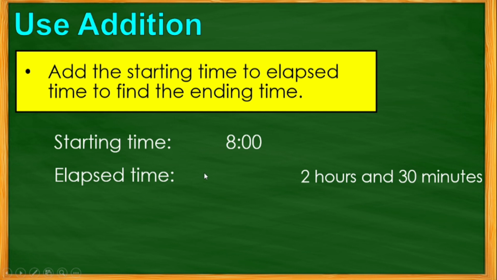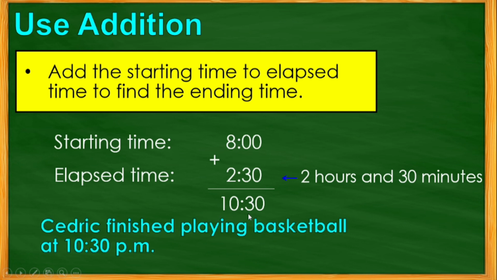So we are going to add 8 p.m. to 2 hours and 30 minutes. So you're going to add 0, 3, 10. So the answer, the ending time for Cedric, is 10:30 p.m. So that would be the time he finished playing basketball.